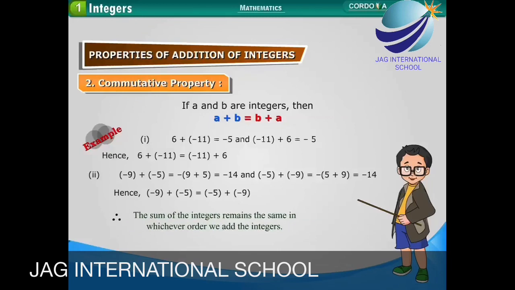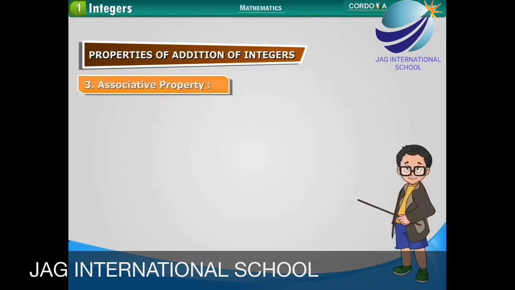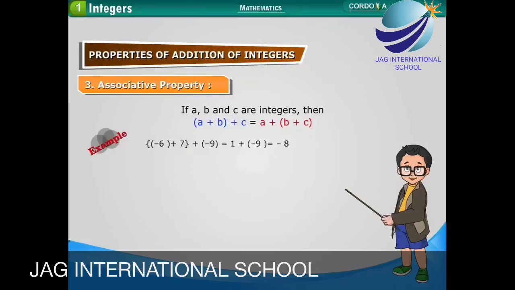Therefore, the sum of integers remains the same in whichever order we add. The associative property: if a, b and c are integers, then (a + b) + c is equal to a + (b + c). Example: (-6 + 7) + (-9) is equal to 1 + (-9), which is equal to -8. And -6 + (7 + (-9)) is equal to -6 + (-2), which is equal to -8.